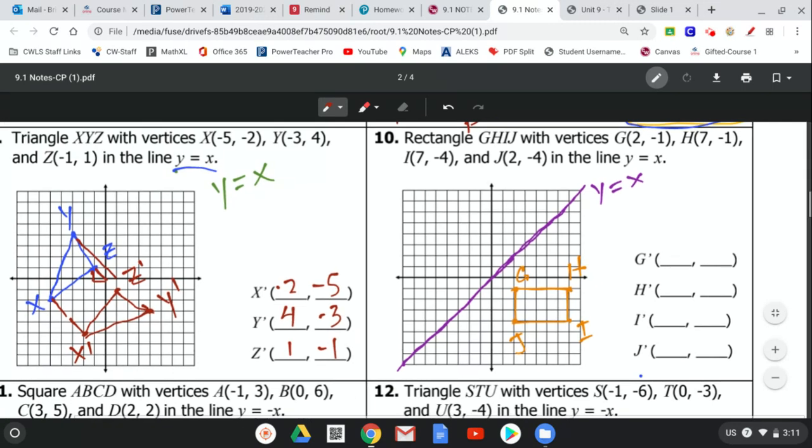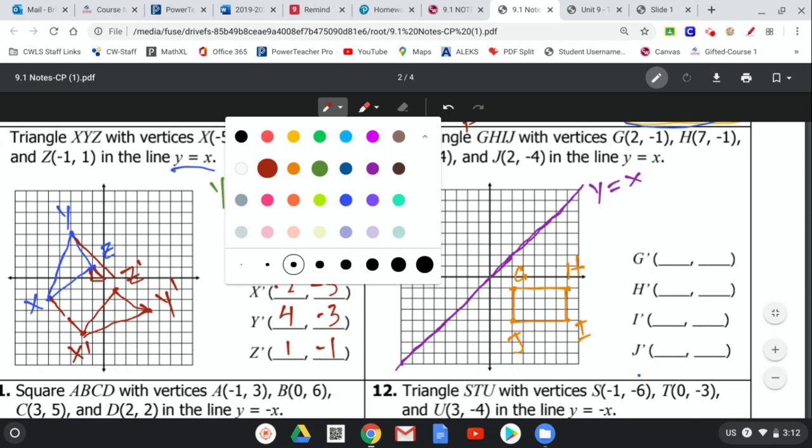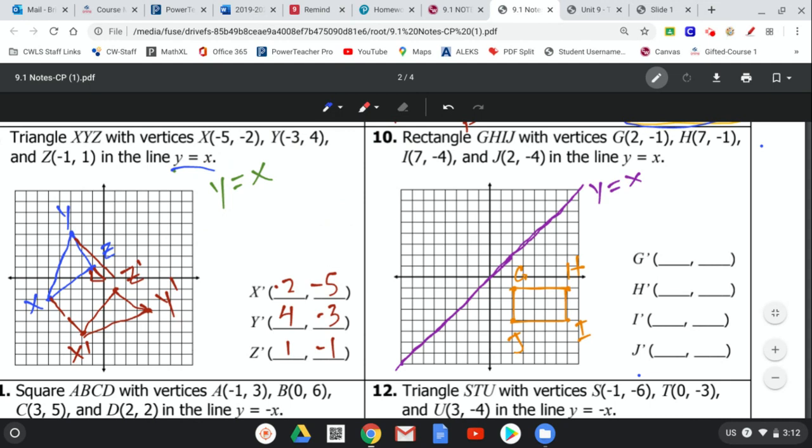So looking at number 10 over here. For number 10, we have a rectangle, and it's going to be, again, reflected over the line y equals x. So this is where if I start with G, I'm going to go on a diagonal, go 1.5 units. So I'm going to go 1.5 units the other way, and that's going to give me the coordinate for G prime. Same thing with H. I count and I go 1, 2, 3, 4. So again, 1, 2, 3, 4. That's going to give me H prime.